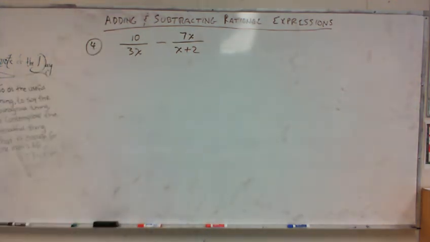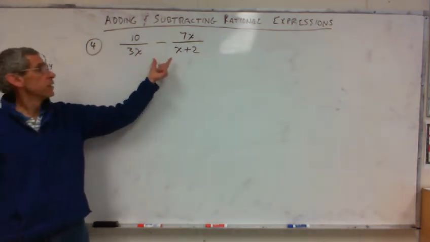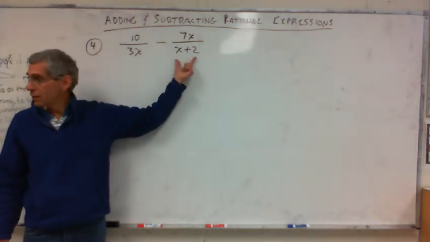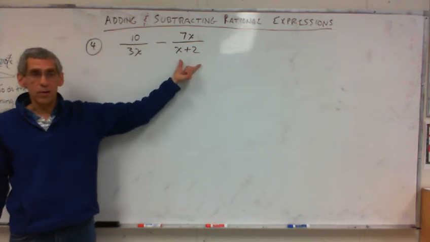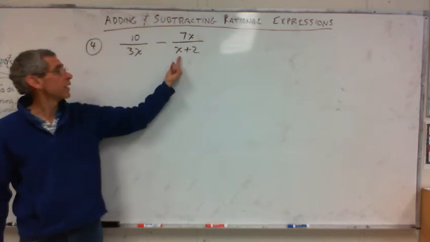Lowest common denominator. This is 3x. That's x plus 2. This is a blob. You must multiply them together. They are not the same at all. So I cannot turn the denominator of either of these into the other. There's no way. I can't multiply this times 3.